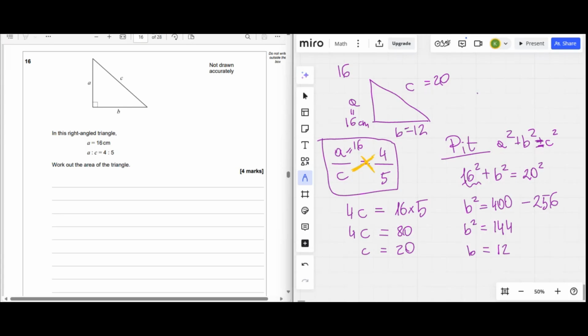Work out the area of the triangle. Area of a triangle is 1/2 times its base times its height. So here our base is 12 and our height, with a right angle triangle, is just this side, A, being 16.